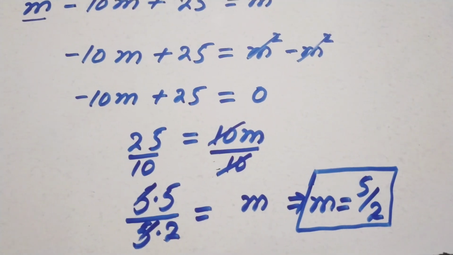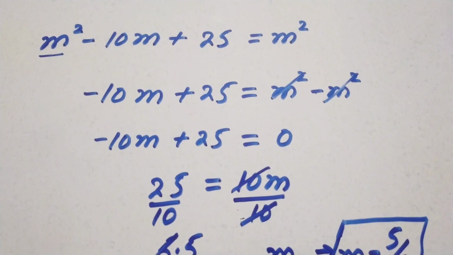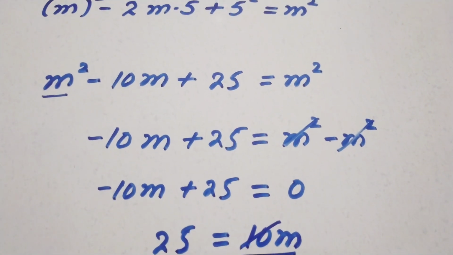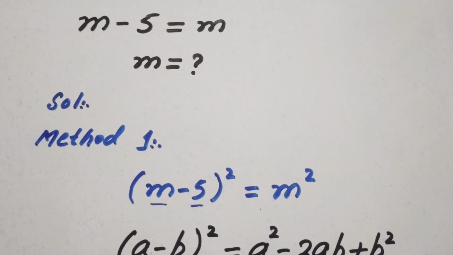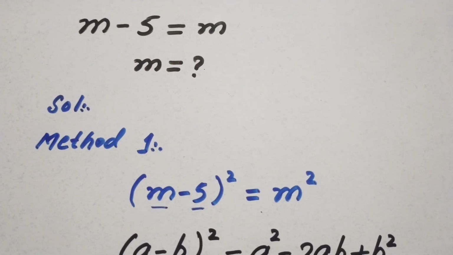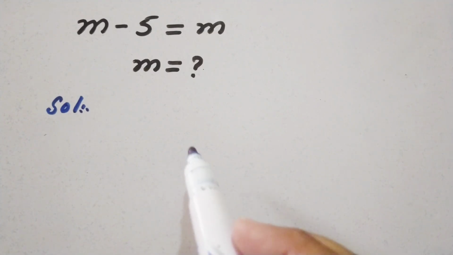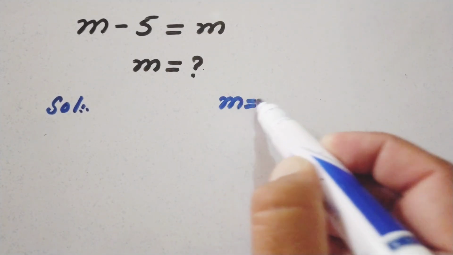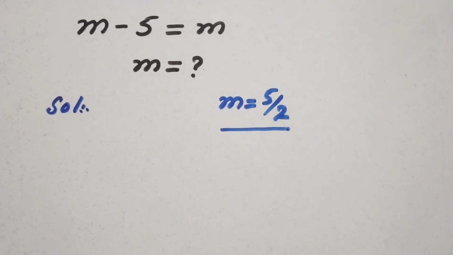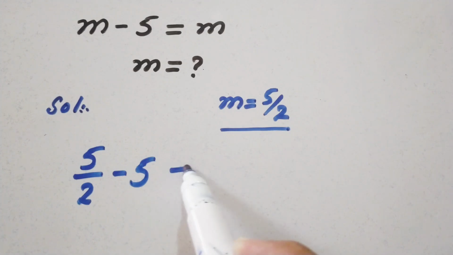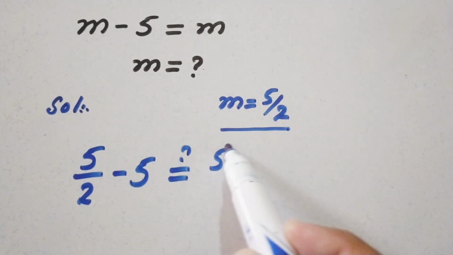Now before moving to the second method, let's verify whether this value of m, which is 5 by 2, is valid or invalid for the given expression. As we have found that m is equal to 5 by 2, so let me write here m is equal to 5 by 2. Now for verification, we will use this value of m, which is 5 by 2, in the given expression. So this will become 5 by 2 minus 5, whether it is equal or not equal to m, which is 5 by 2.